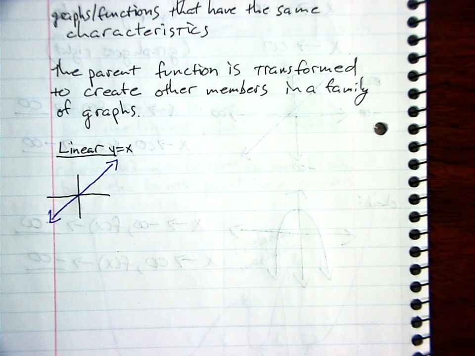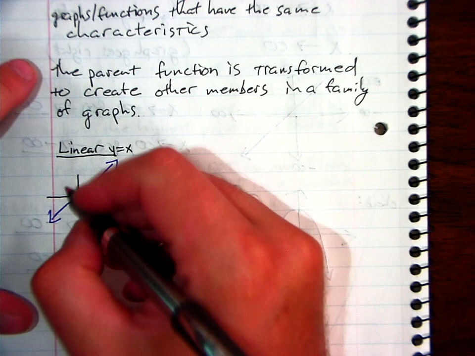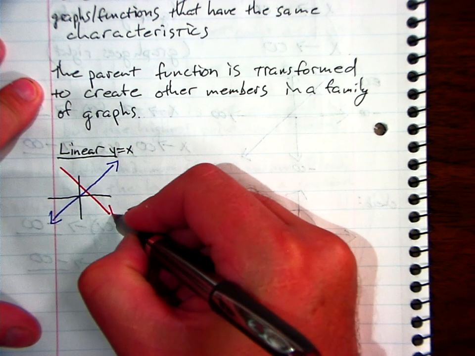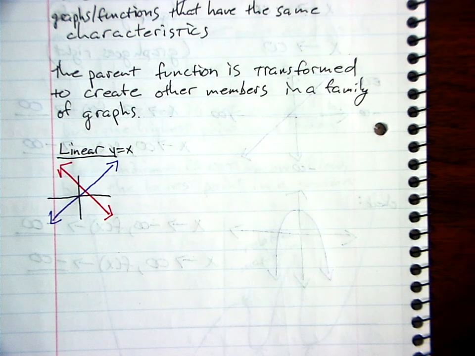Can I translate that graph so it goes another direction? Yes, I can. I could have it look a bunch of different ways. I'm just going to draw it a little bit differently. So that is in the family function of linear, but it's not a parent function because parent is the most basic. Yes?